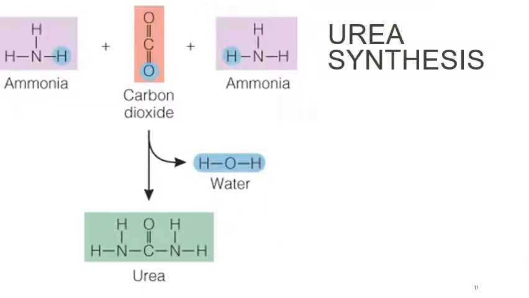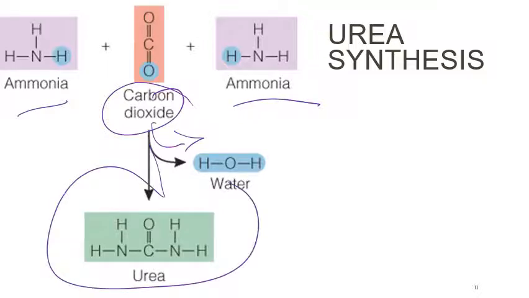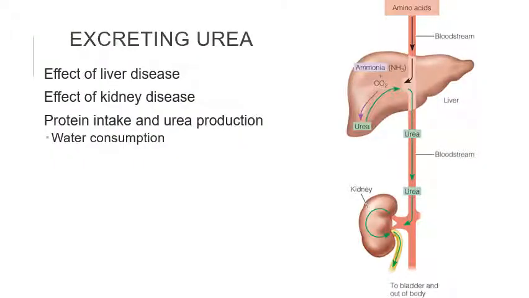Here's an example of urea synthesis. Here's ammonia combined with carbon dioxide. Water is let out, and then you create urea. Excreting urea: effects of liver disease and effects of kidney disease. Protein intake and urea production are related to water consumption.